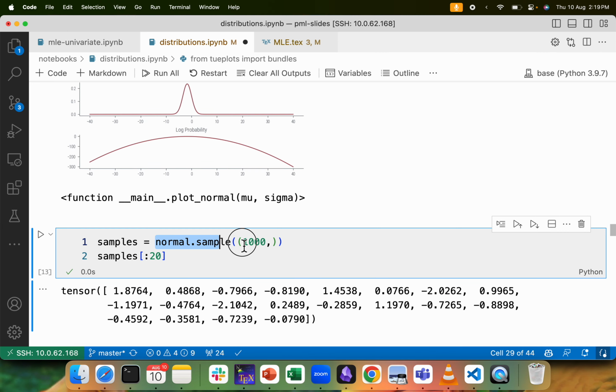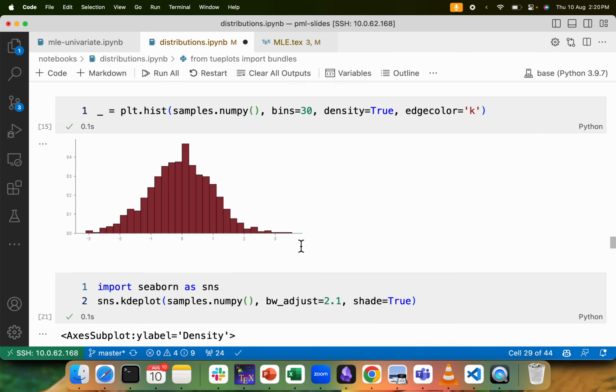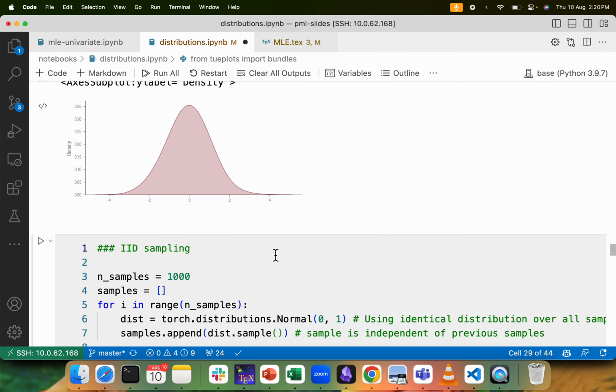So we call this normal.sample 1000. This is creating now 1000 IID samples. Let's see what we mean by IID. I wanted to again create just 1000 samples from this distribution. I will write a for loop. Initially, the list of samples is empty. For i in range number of samples, I create a distribution object, which is a normal distribution with mean 0 and standard deviation 1.